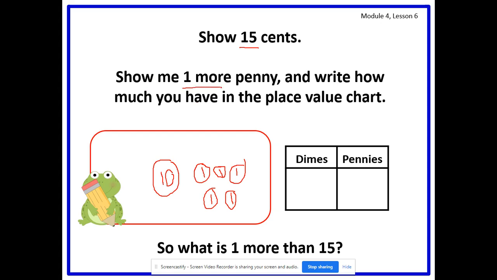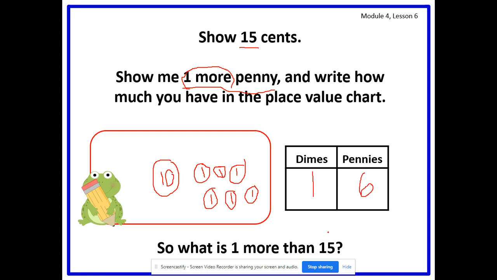Show me one more penny and write how much you have in the place value chart. Press pause and press play to check your work. I'm going to repeat it. Show me one more penny. So, did you add to your tens or to your ones? Get ready. Yes, to your ones, because remember the strategy is one more. And since it's more, we have to add. So you should have drawn one more penny. And then we draw what we have. We still have one dime, but now we have 6 pennies.